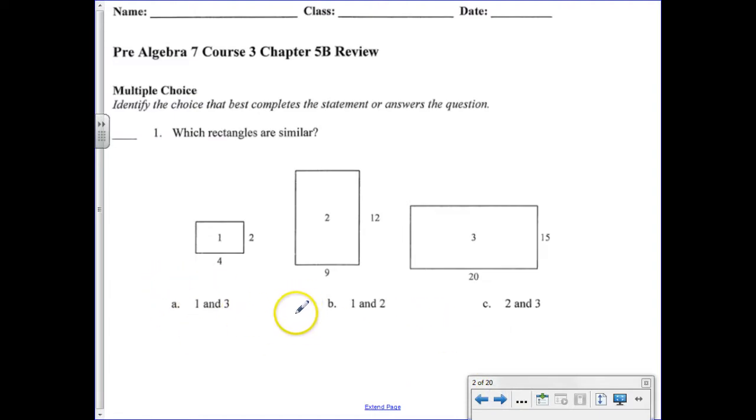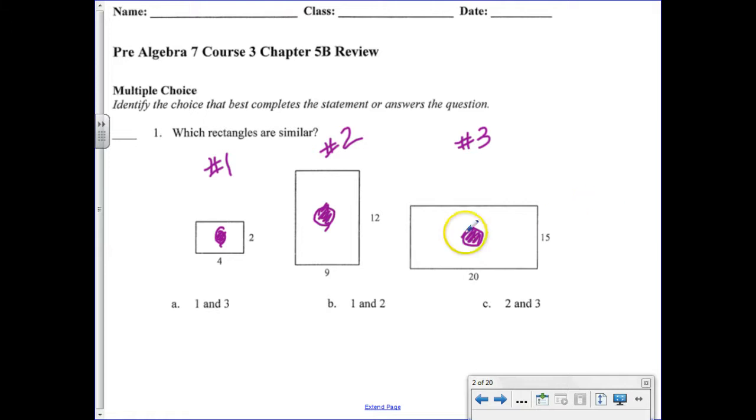So let's start with number 1. Which rectangles are similar? Now, I don't necessarily like the way the program set this up, but these numbers on the inside are not the areas. That's referring to, this is rectangle number 1, this is rectangle number 2, this is rectangle number 3. So if you want to rewrite that and ignore these numbers on the inside, that might make it a little easier. Okay. Which ones are similar to each other?